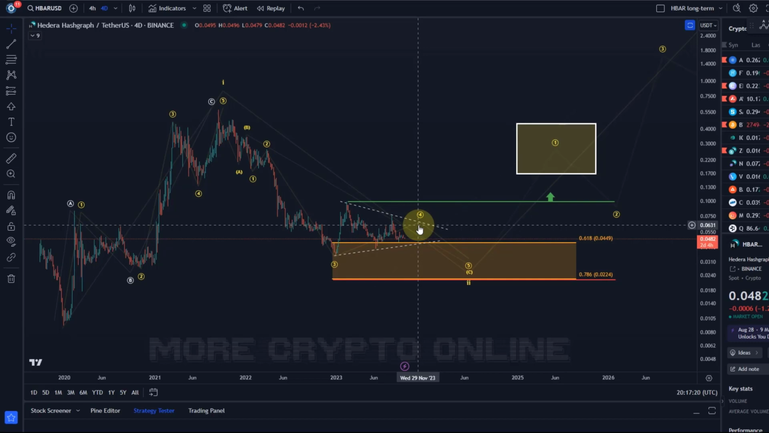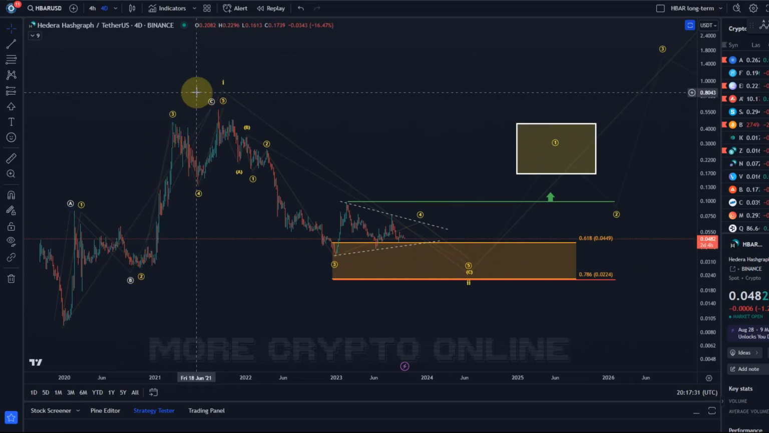However, in a bearish interpretation, we only have an ABC structure to the upside, which you can recognize here with an A wave, a B wave, and then a 1, 2, 3, 4, 5. So from that point of view, we also need to consider the bearish option here.